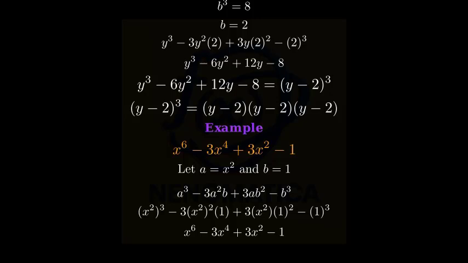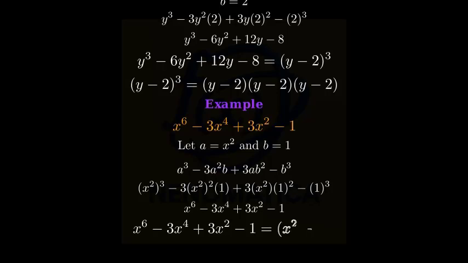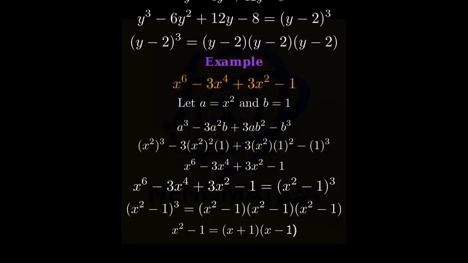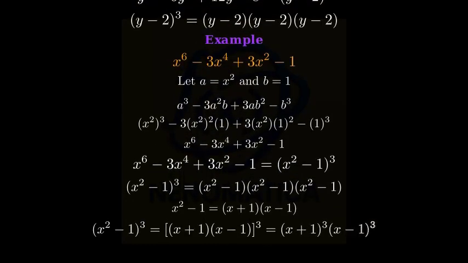Simplifying, we get x to the 6th power minus 3x to the 4th power plus 3x squared minus 1, which matches our expression. So the factorization is x squared minus 1 cubed, which we can write as x squared minus 1 times x squared minus 1 times x squared minus 1. We can factorize further because x squared minus 1 can be written as x plus 1 times x minus 1. So our final answer is x plus 1 cubed times x minus 1 cubed.